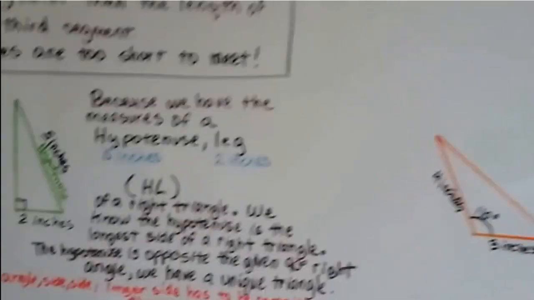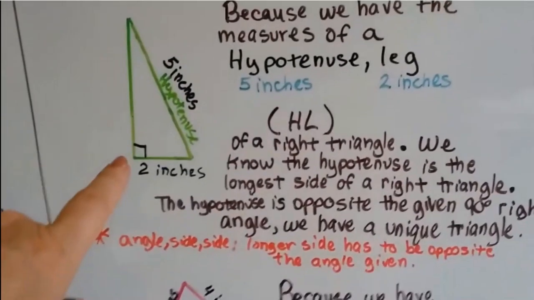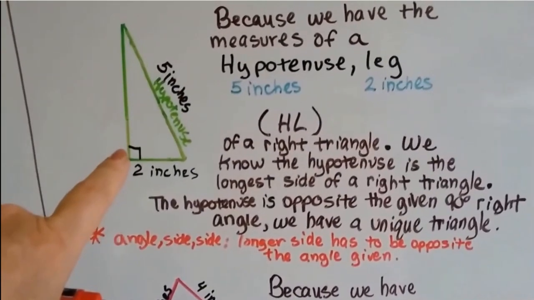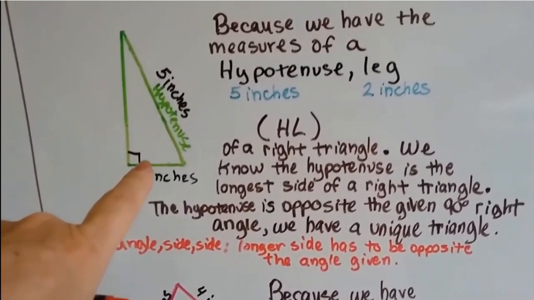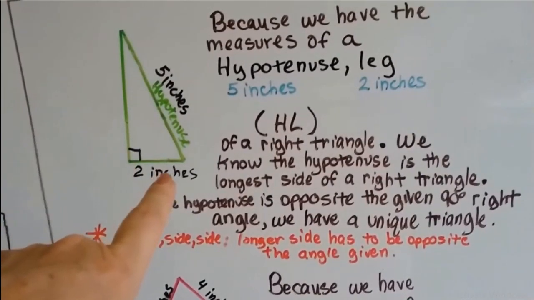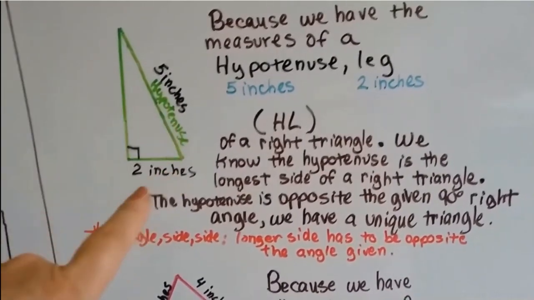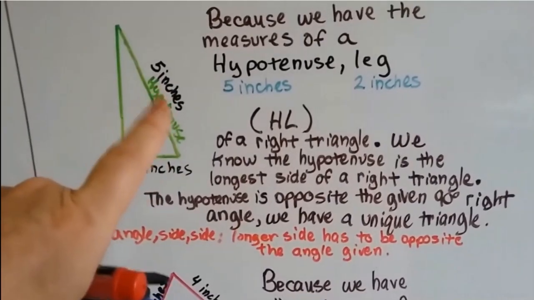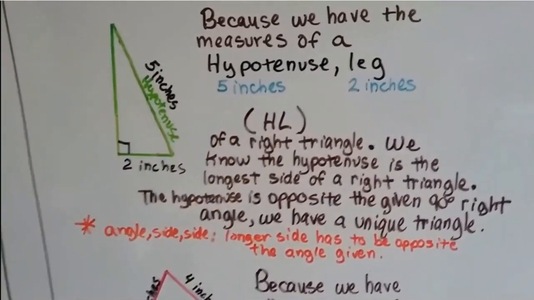So let's take a look at this one. We've got a right triangle here. Because it's a right triangle, we know that's 90 degrees. So we have an angle, and then this side is 2 inches, and the hypotenuse is 5 inches. So we have an angle, a side, and a side. We call this hypotenuse leg.